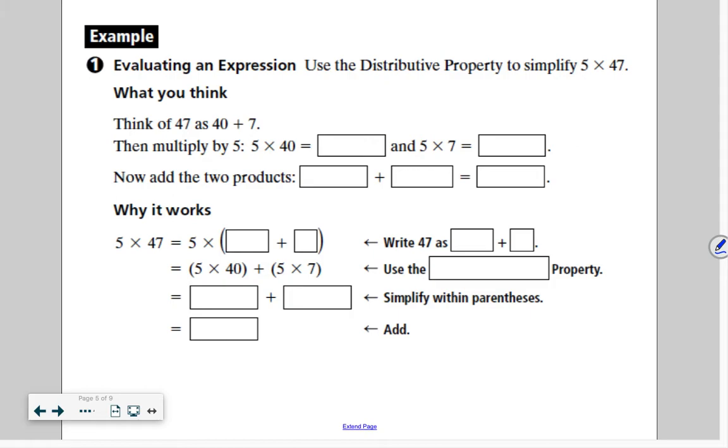All right, use the distributive property to simplify 5 times 47. Do you agree that 47 is the same thing as 40 plus 7? Can I deconstruct 47 and call it 40 plus 7? Okay, so if I can do that, think of 47 as 40 plus 7. We're going to multiply the 5 times the 40, which is how much? 200. Then we're going to multiply the 5 times the 7, which is how much? 35.